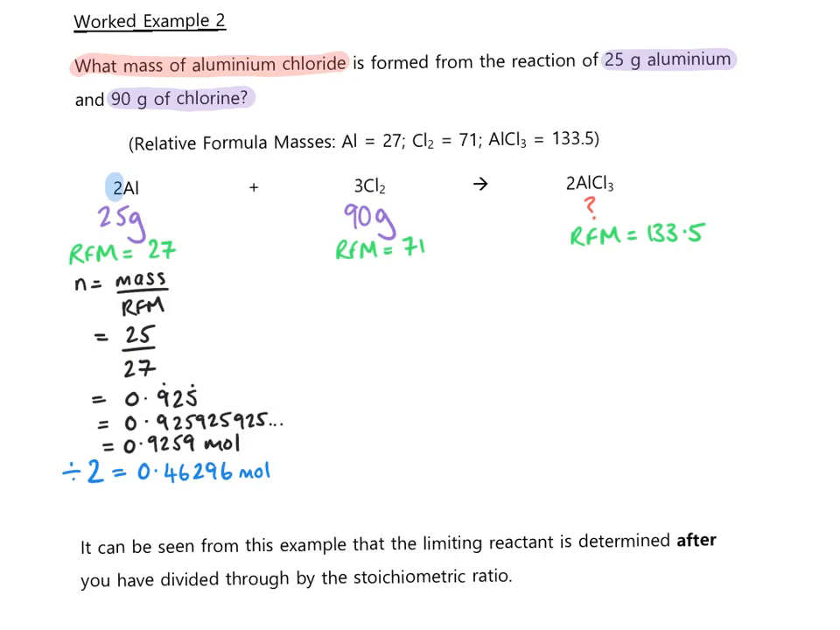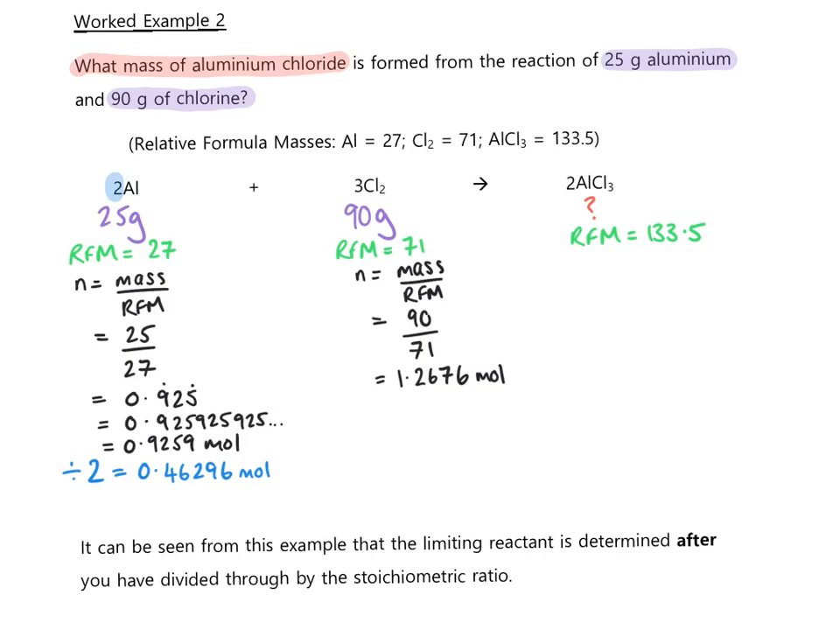What we need to do now is do exactly the same thing but for chlorine. So again, we need to work out our number of moles by doing N equals mass over RFM. Our mass is 90, our RFM is 71. Put that into your calculator and you get a number of moles of 1.2676 moles.